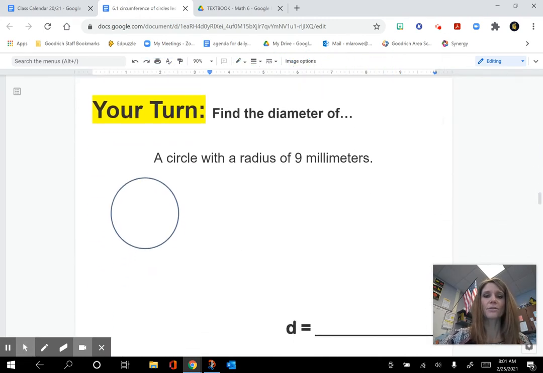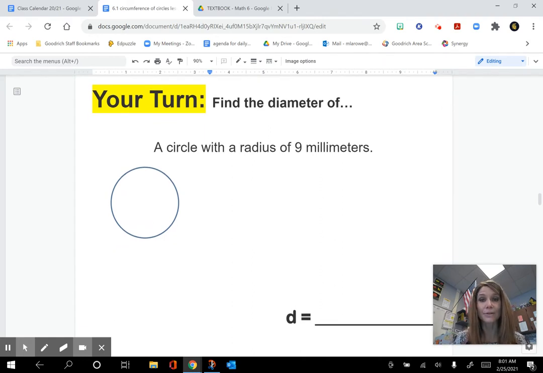Your job is to find the diameter. Your circle has a radius measuring 9 millimeters. Super tiny.